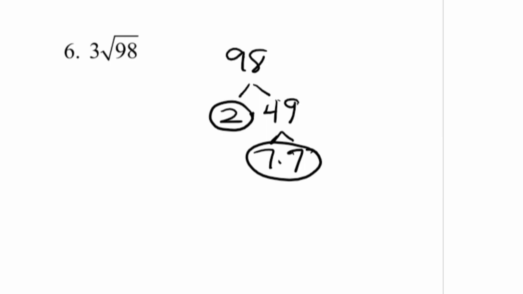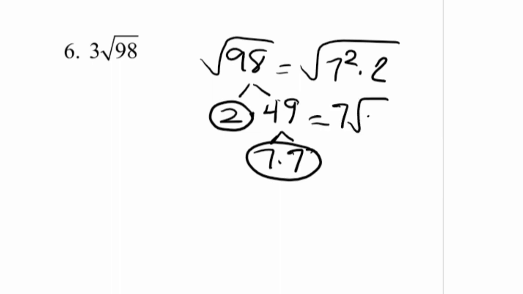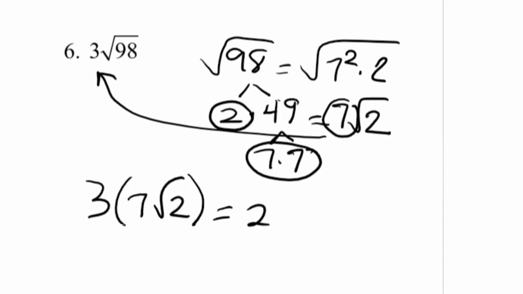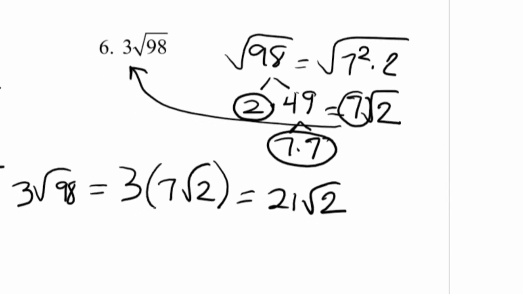But this perfect square here, the square root of 7 squared, that's going to be 7. So the square root of 98 is the square root of 7 squared times 2. The square root of 7 squared is 7, and the extra 2 stays in the radical. And now you're going to take that 7 and multiply it times the original 3. So you get 3 times 7 square root of 2, which is 21 square root of 2. So that's 3 times the square root of 98.